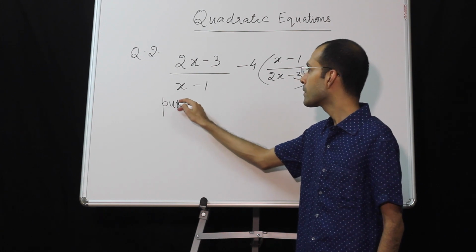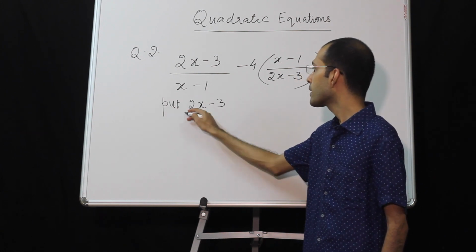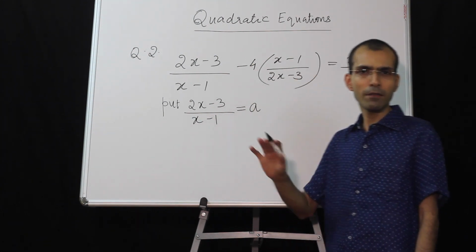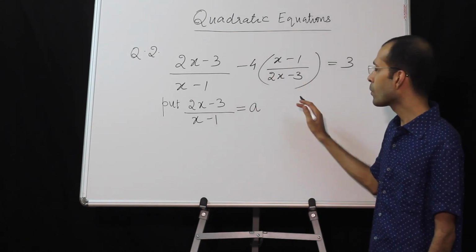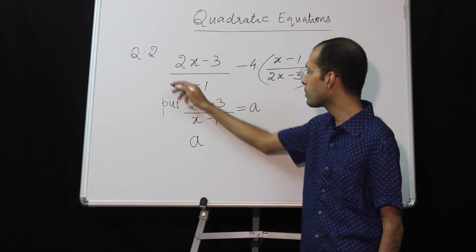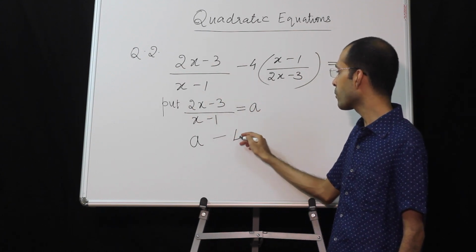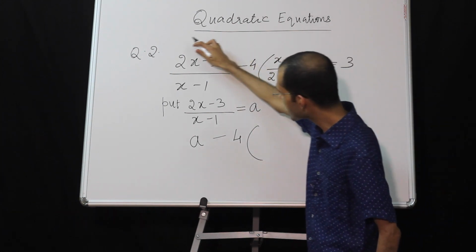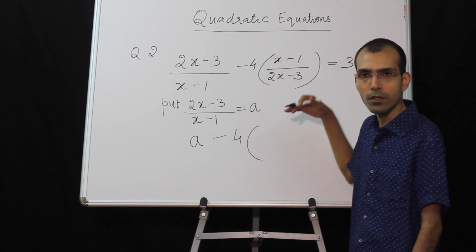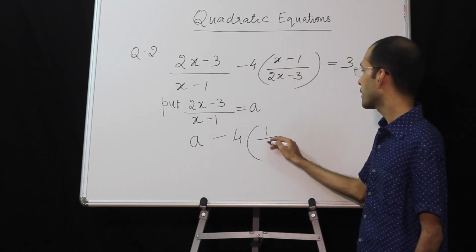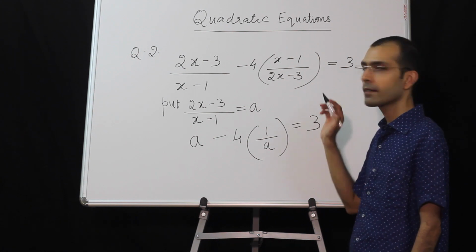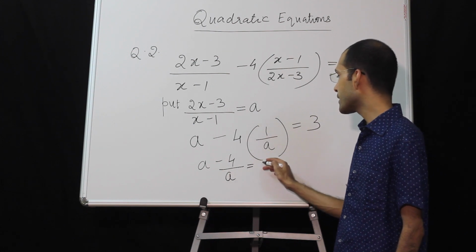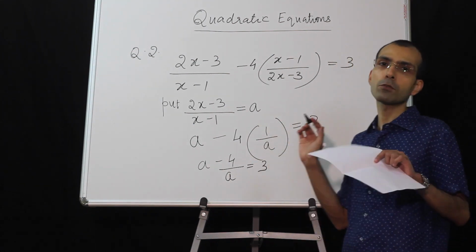Put 2x minus 3 upon x minus 1 as a. Use any variable which is not used in the question. So what will happen is we will get a, this whole body is a, minus 4 times of, what will be this? 1 upon a. Why? Because if this is a and here we have taken the reciprocal, so won't it be 1 upon a? Is equaling 3. So we will get a minus 4 upon a is equaling 3. Now we will have to solve this.